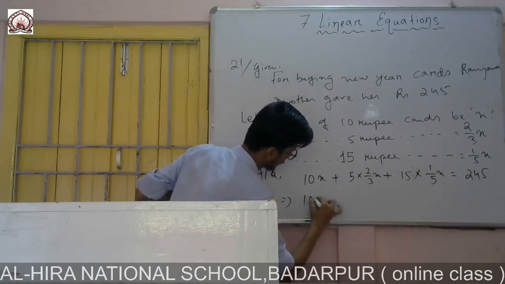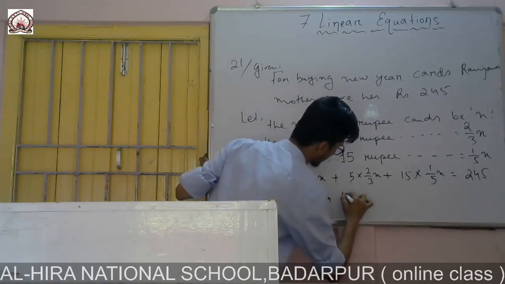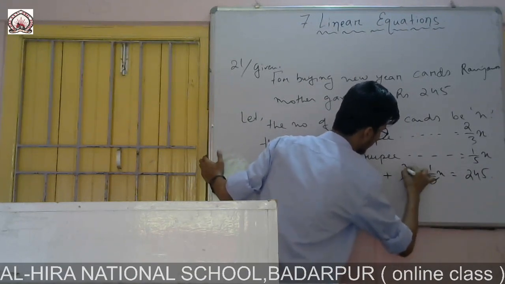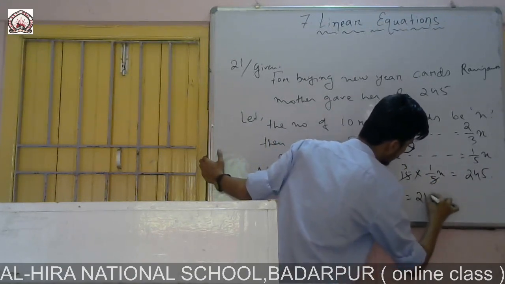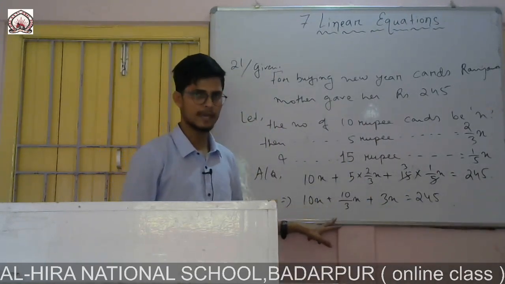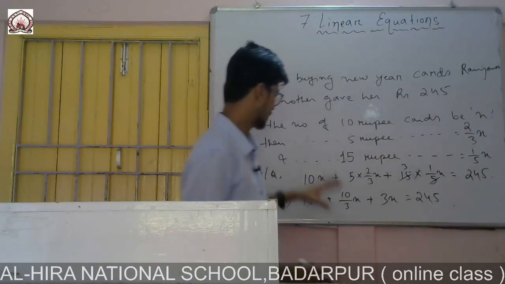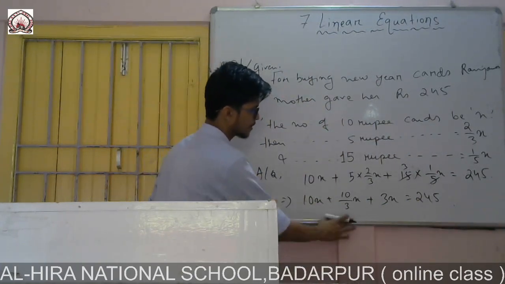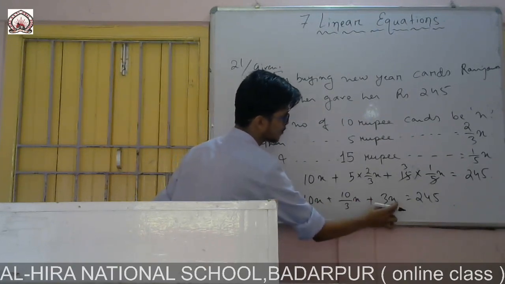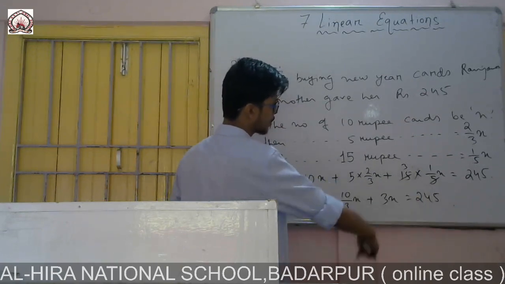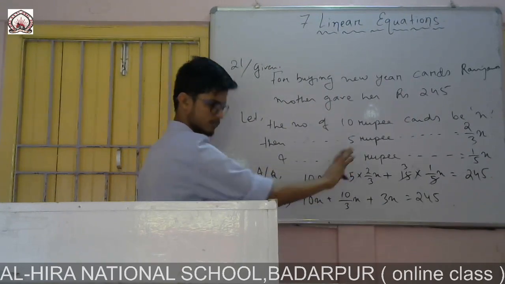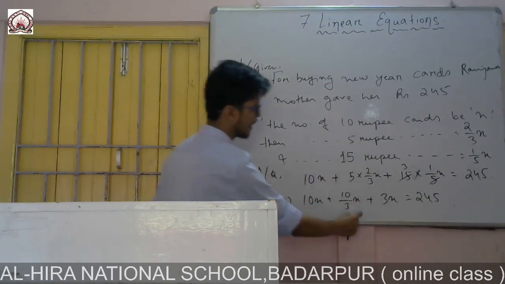So if I write, it will be 10x plus 5 2s are 10 by 3x plus, and it is 15 3s are, so it will be 3x equals to 245. Now the rest part you solve, you find the value of x. You take the LCM, 3 will be the LCM, then there will be 30, there will be 10x, and 3 3s are 9x, which will be equal to 245. Then you simply change sides, and solve normally, and later on you will find the value of x.